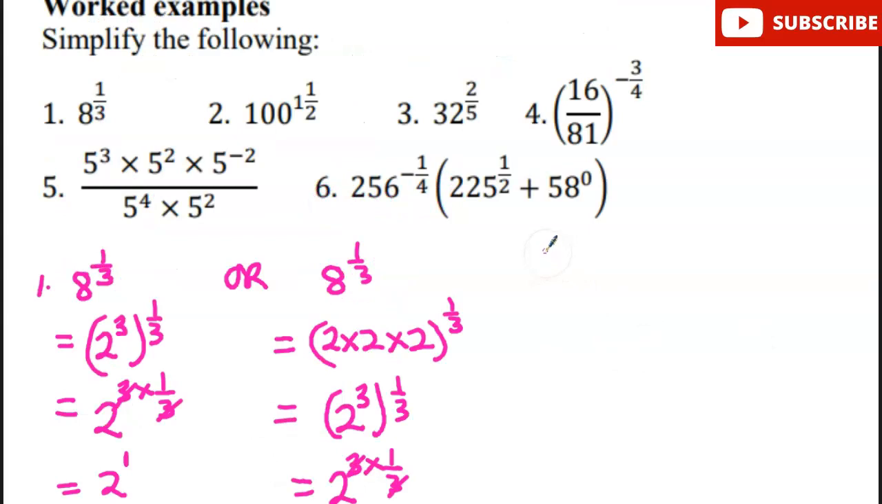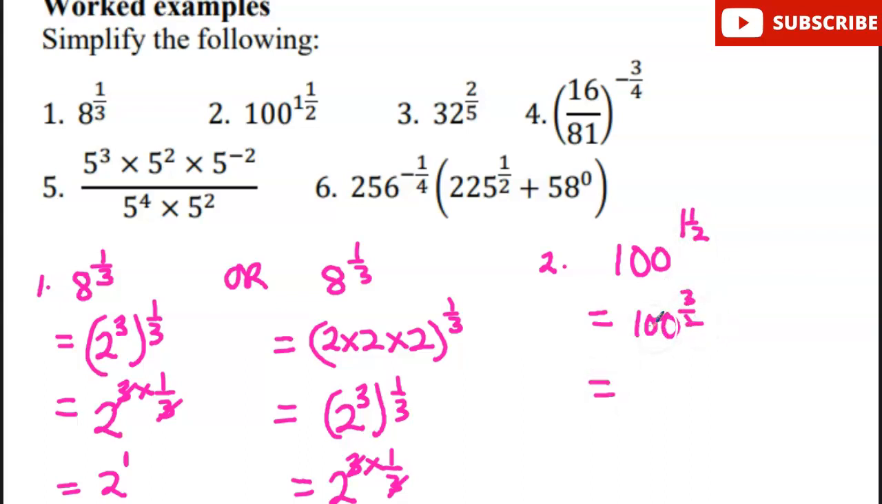So let's look at number 2. 100 raised to the power 1 whole number 1 on 2. So this is the same as 100. Let's change this one to an improper fraction. 2 times 1, 2 plus 1. So this is 3 on 2.